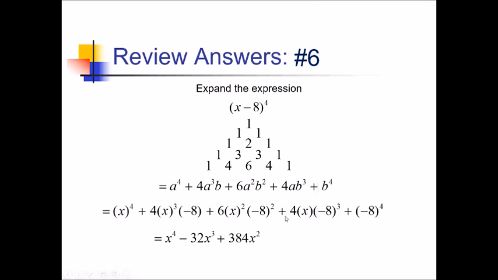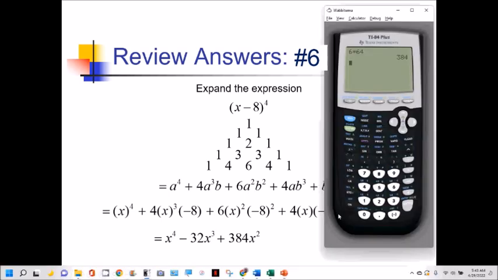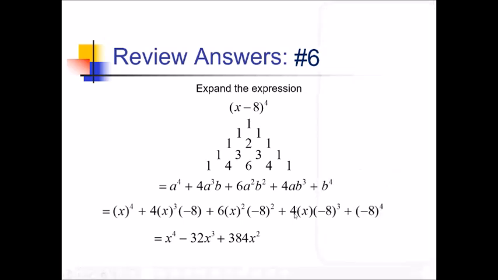Over here we've got, let's see, negative 8 to the 3rd times 4. So this whole thing's going to come out negative, and we basically need 4 times 8 to the 3rd. I don't know what that is either. So let me go to the calculator for that. 4 times 8 exponent 3. That's 2048, so minus 2048. Don't forget the x there.